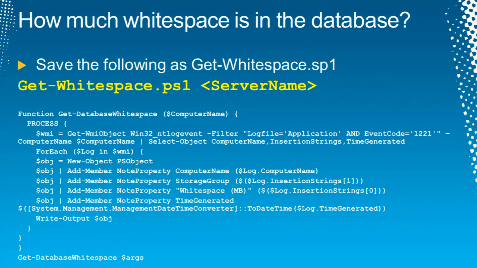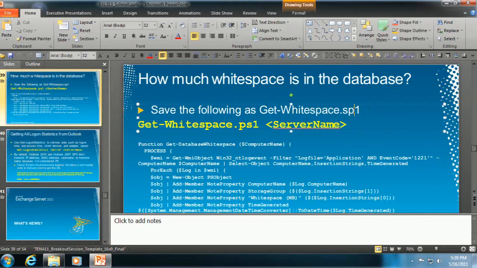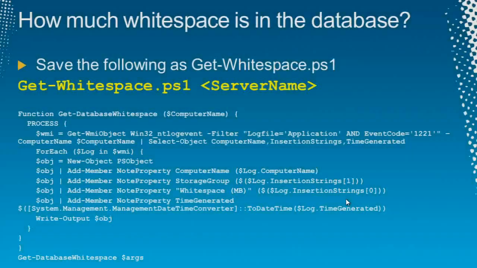So what you can do is save this script top to bottom, save it as get whitespace. That should actually be PS1. Look at that, we're going to do some live editing here. That should be PS1. Oh, and look, it always was. So save it as that. Obviously, it's got to be a PowerShell script. An SP1 file is not going to do anything for you. Save it as PS1, and then just run get whitespace against the server name, and that will tell you how much white space is in all the databases in that server.